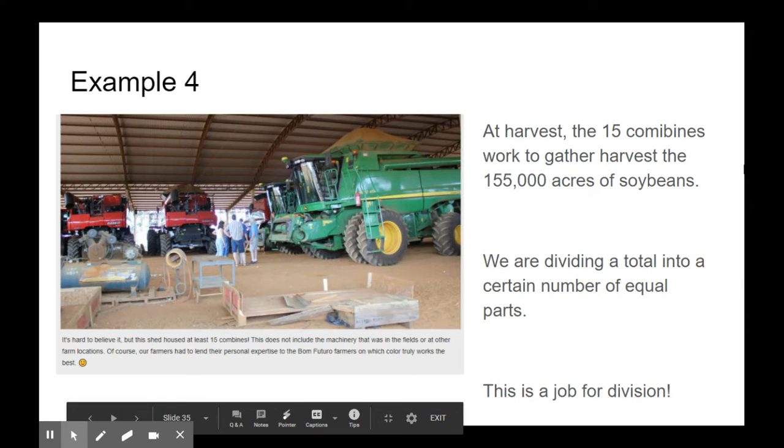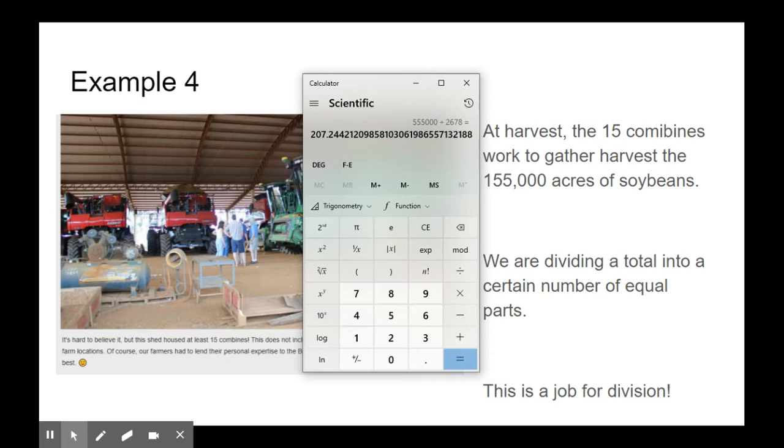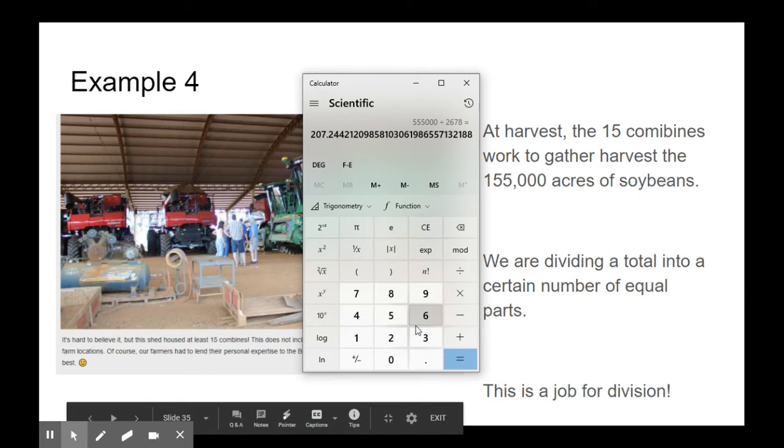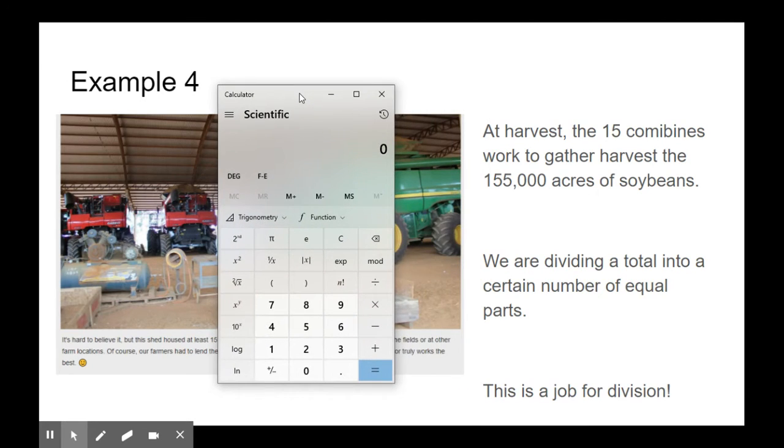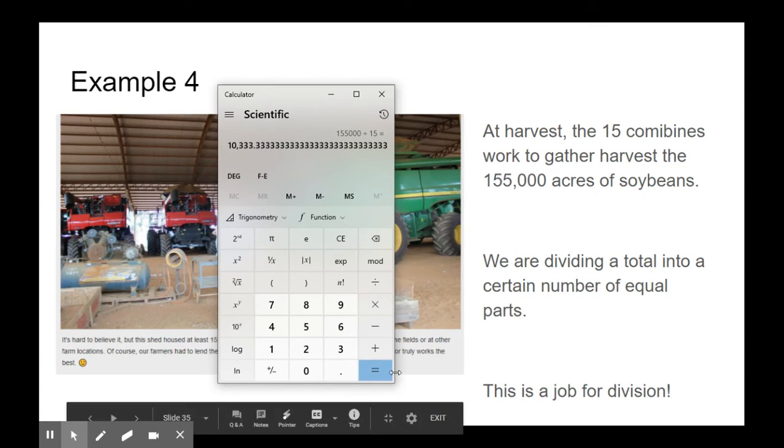So if I come over and I try to get that going on division, I'm going to clear this out. So I have 155,000, and I know I'm going to divide it into 15 equal parts. So divided by 15, and we get 10,333.333. That's the number of acres each combine has to harvest to do its equal share of the job.